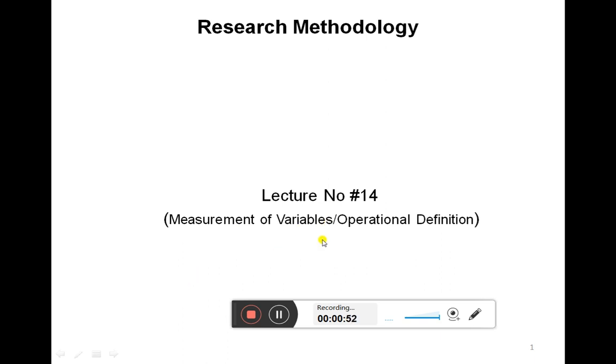In front of measurement of variables, I have mentioned operational definition. It means that this lecture will be divided into two sections: the measurement of variables, operational definition, and next we will clear the scaling method.